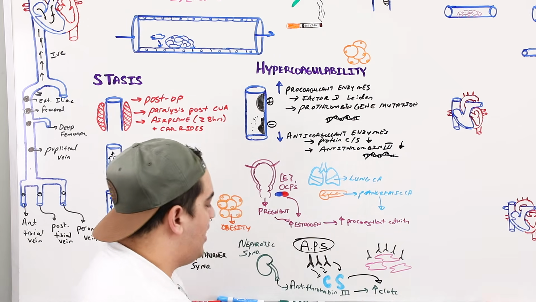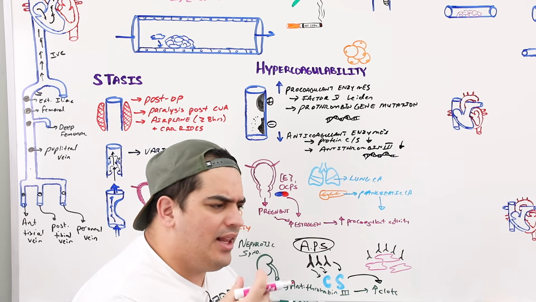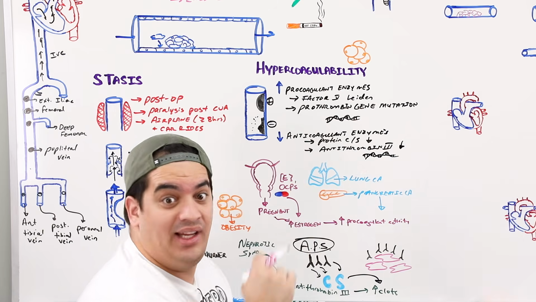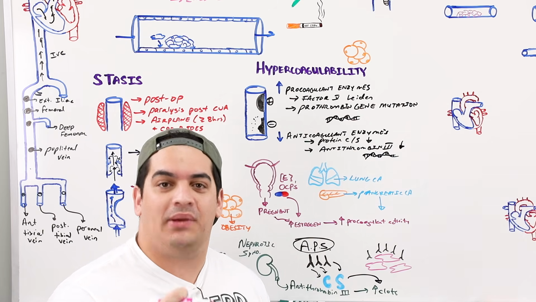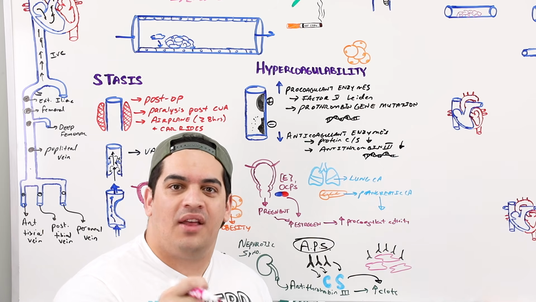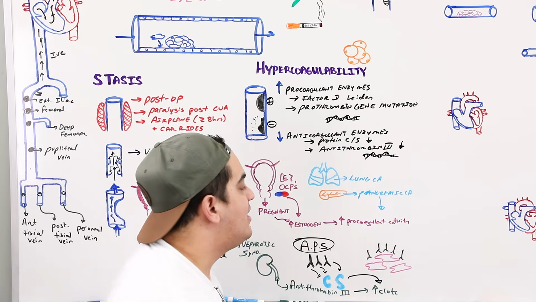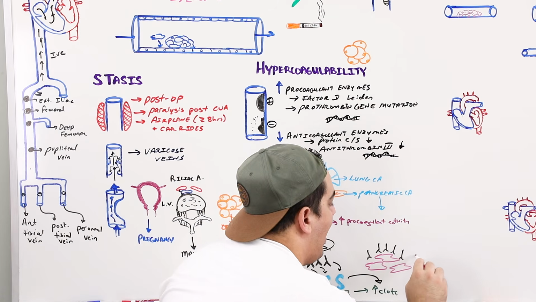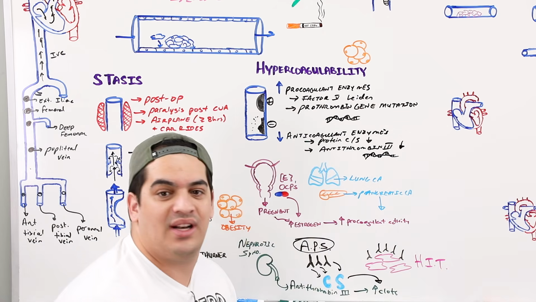The last one that I want you guys to think about is really important as well. Let's say someone has a PE. This is a great example. They have a PE, and the treatment for PE sometimes is heparin. You give them heparin, and all of a sudden they develop more clots. What the heck happened? This is a condition called heparin-induced thrombocytopenia, also known as HIT.